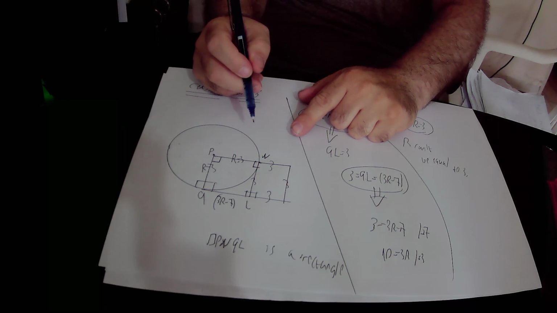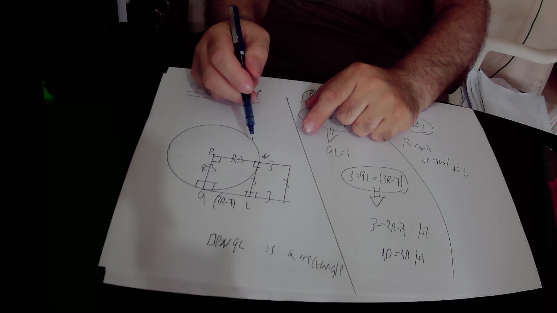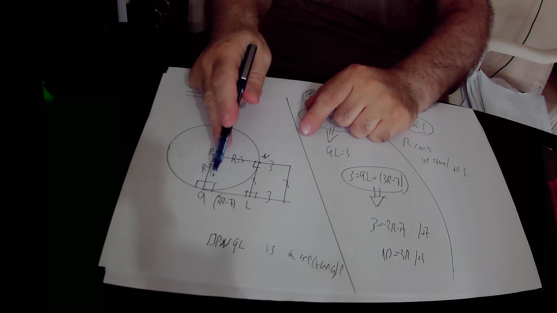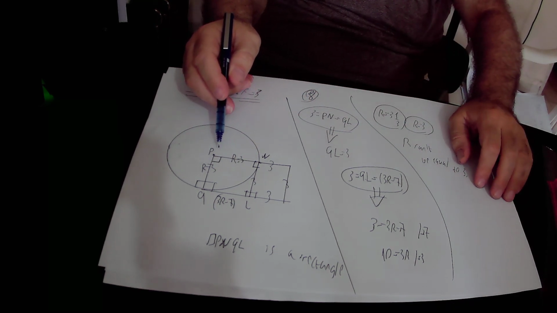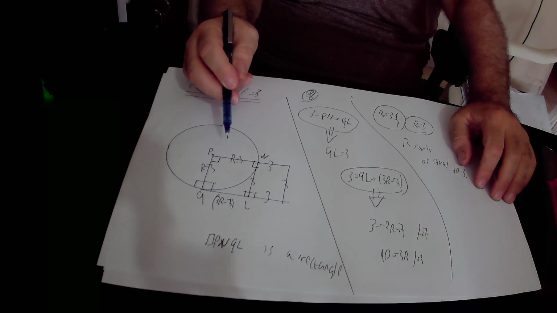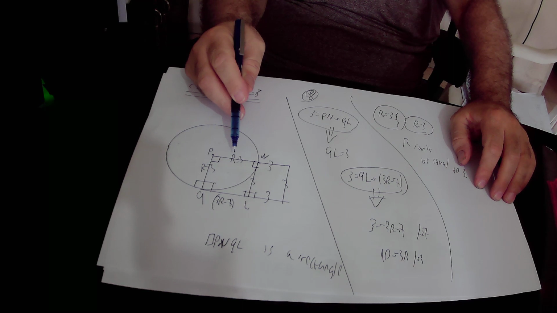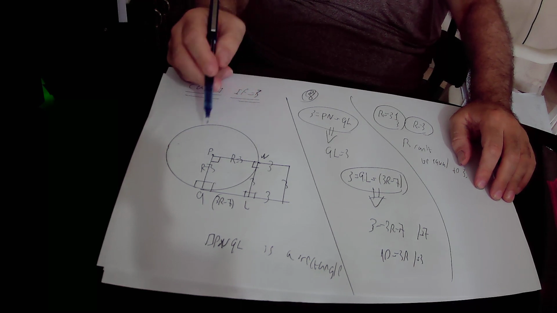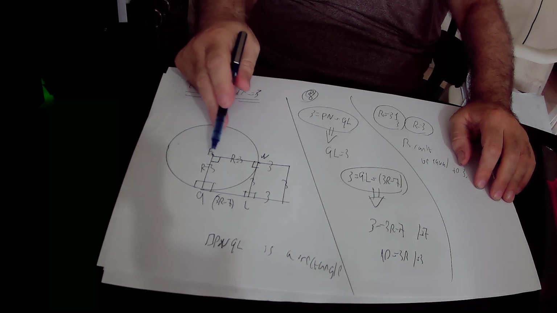So here in quadrilateral P, N, Q, we have 1, 2, 3 right angles. Therefore the fourth angle must also be equal to 90 degrees. So inside quadrilateral P, N, Q, L we have 4 right angles, therefore it is a rectangle. And we know that the opposite sides of a rectangle are equal to each other. That is to say, PN equals QL.